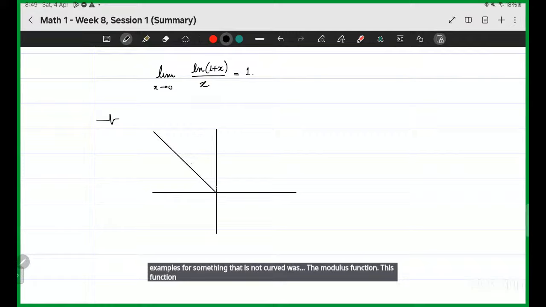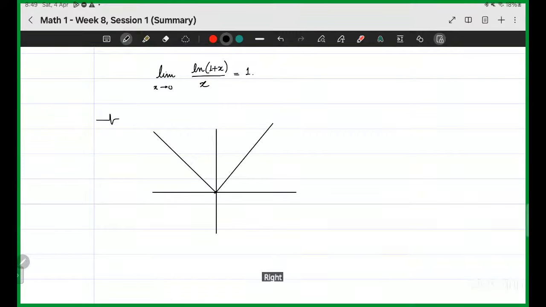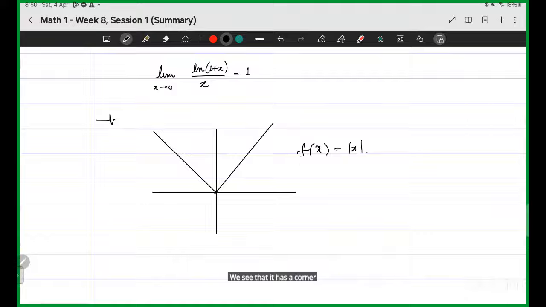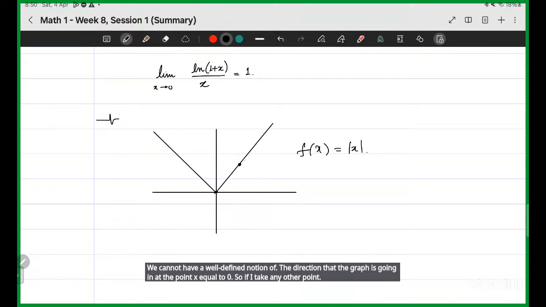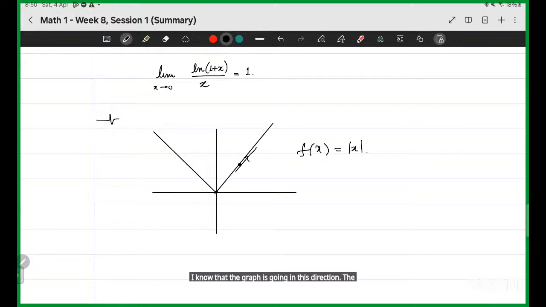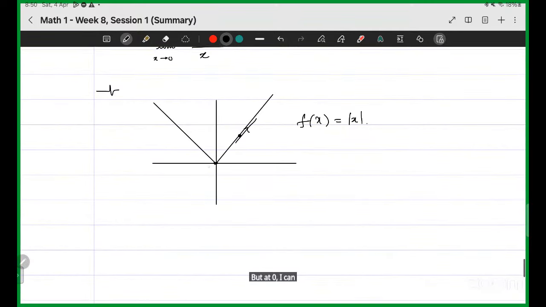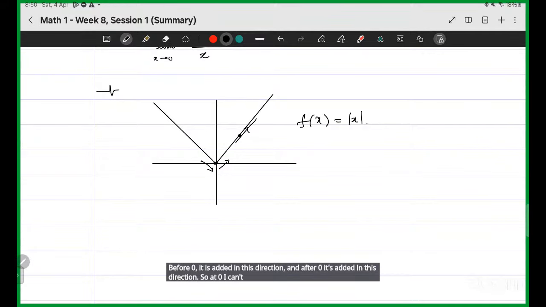This function looks roughly like this, right? Now, even though the function is continuous, this is f of x equal to mod x, we see that it has a corner, and we cannot have a well-defined notion of the direction that the graph is going in at the point x equal to 0. If I take any other point, I know that the graph is going in this direction. The function is inclined at a certain direction. But at 0, I can't, because before 0, it is headed in this direction, and after 0, it's headed in this direction. So at 0, I can't, and the change is abrupt.